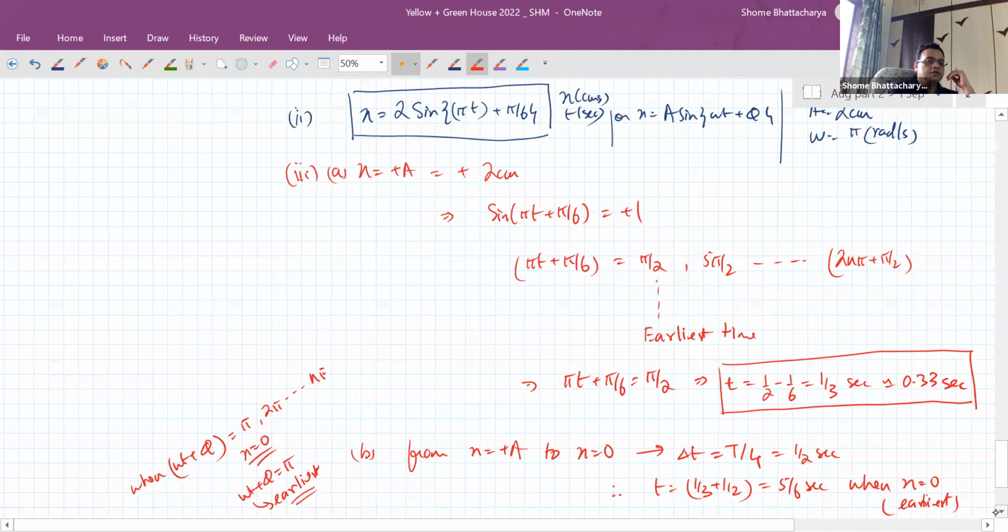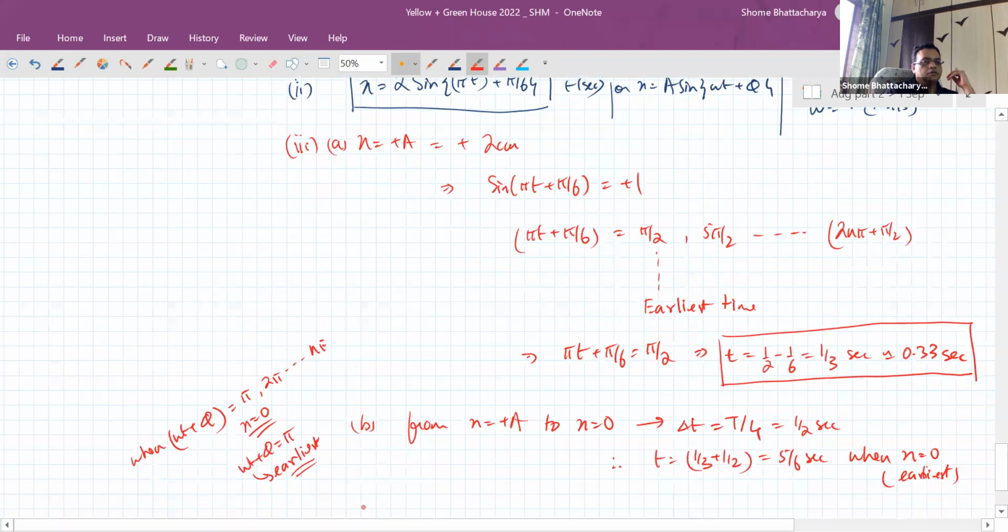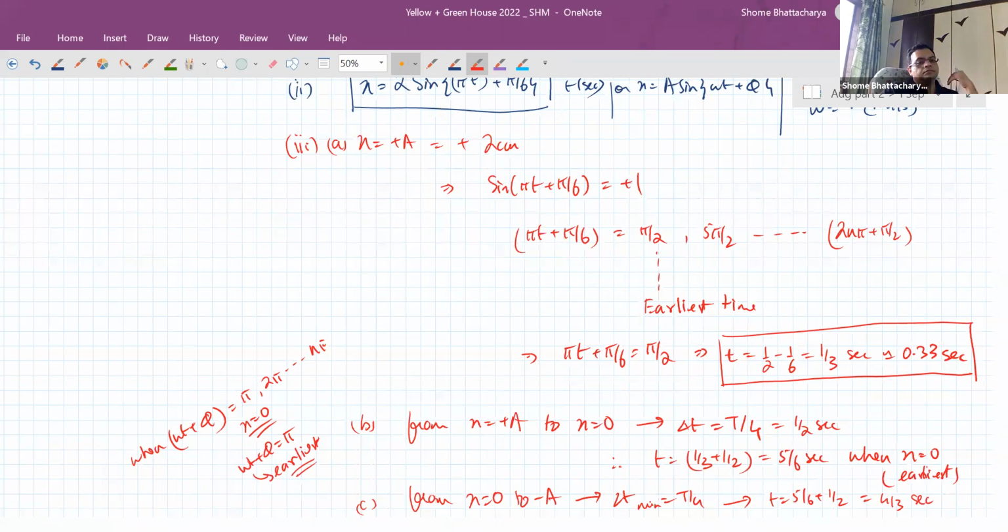And likewise, the C part is to add another quarter time period, from x equal to 0 to minus a now. The minimum time is another quarter time period. Okay. So the time should become 5 by 6 plus another half second. So what is it? 4 by 3, is it correct? No, sir. This will become 8 by 6, 4 by 3. That's correct. This is the earliest. And you will see that at this point of time, omega t plus phi will actually become 3 pi by 2.